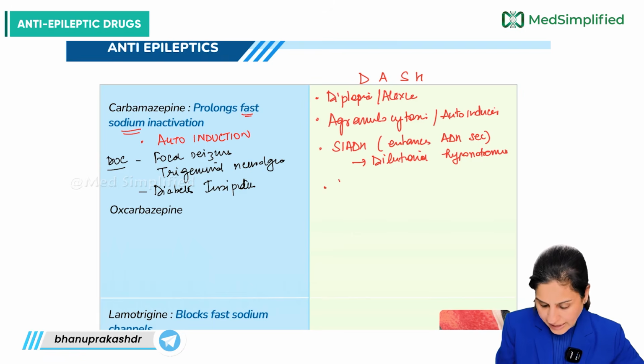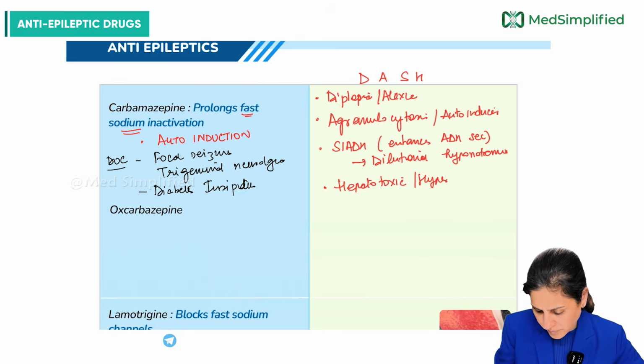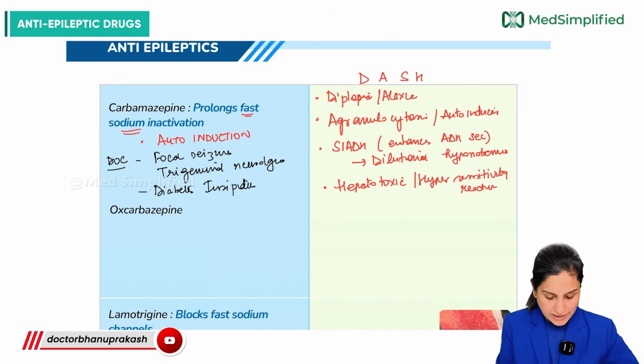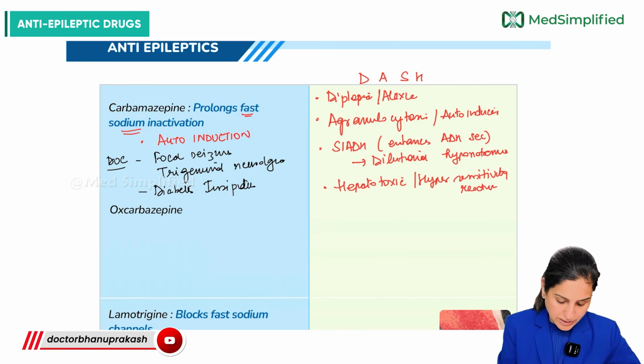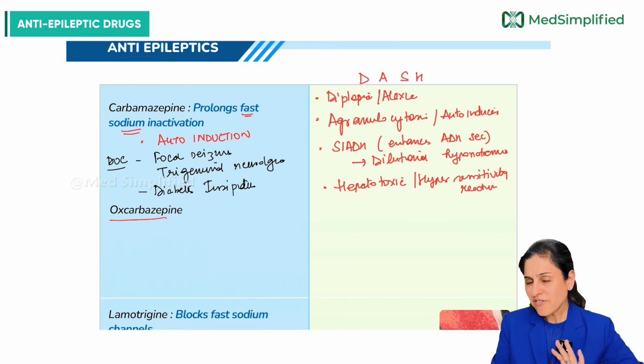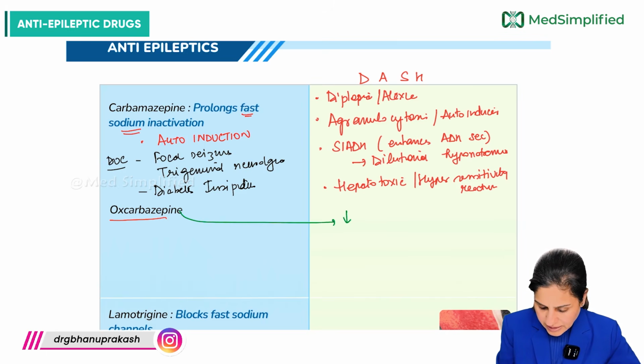All right, then H stands for hepatotoxic, and it can cause hypersensitivity reactions. Okay, so that is carbamazepine. Now, another newer or modified congener of carbamazepine is oxcarbazepine. Everything is similar to carbamazepine. What is the advantage of this? Number one, it has decreased chances of induction.